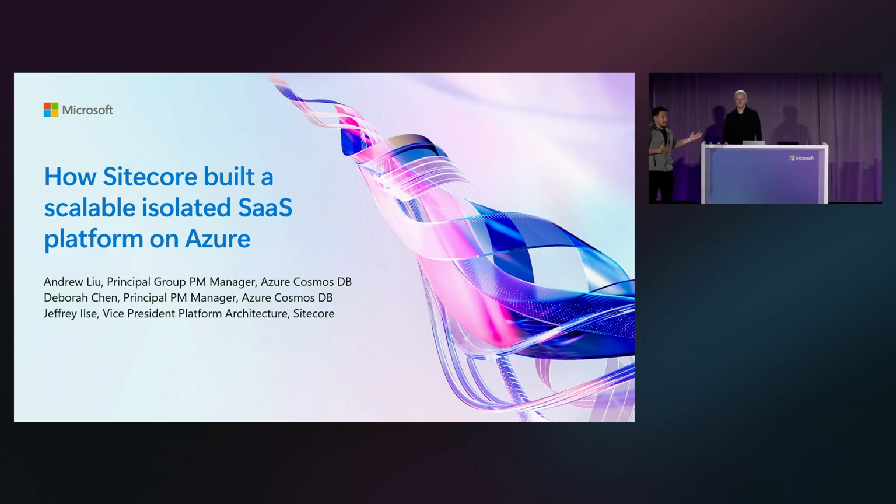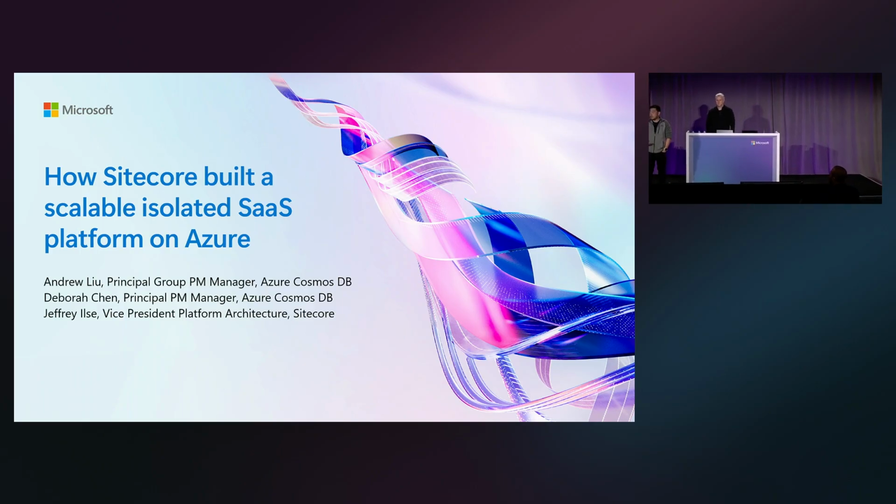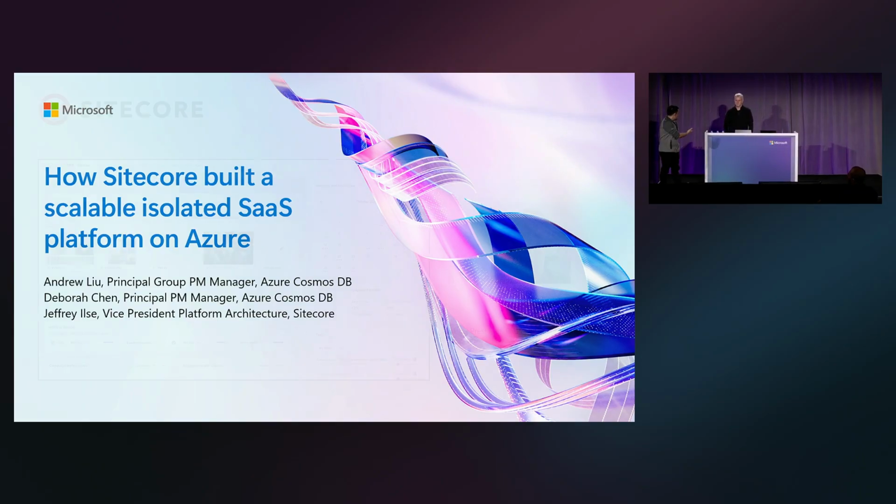Today, I have some awesome guest speakers here. I have Jeff, who is the VP of Architecture at Sitecore. He's going to walk us through how Sitecore builds multi-tenant SaaS applications on Azure and some of the best practices he has learned. And then following that, we will also have another co-presenter, Deborah, who will also demo some of the new innovations we're doing at Azure in this space.